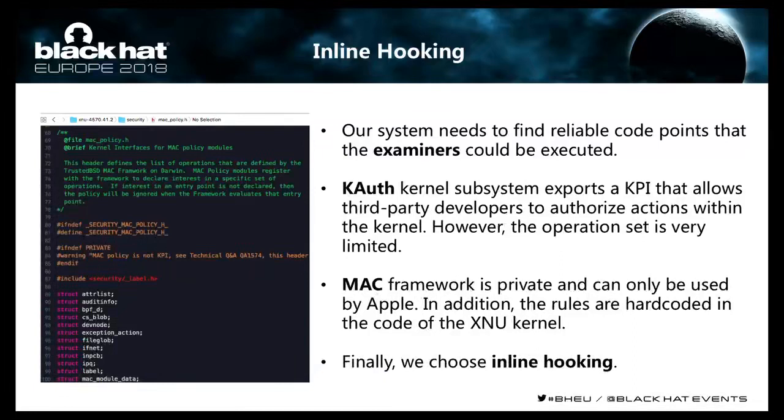The integrity check for the IPC port is implemented through examiner functions. Therefore, our system needs to find reliable code points where the examiners could be executed. The Darwin kernel subsystem exports a KPI that allows third-party developers to authorize actions within the kernel. However, the operation set is very limited.